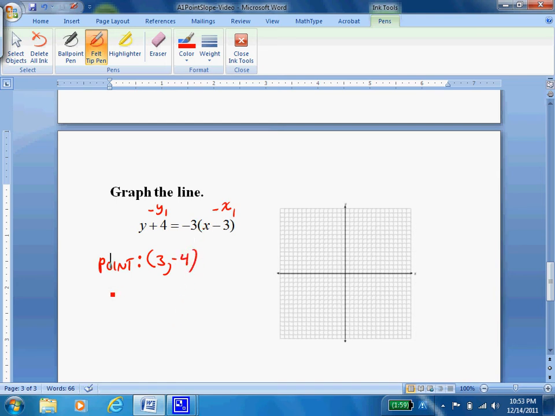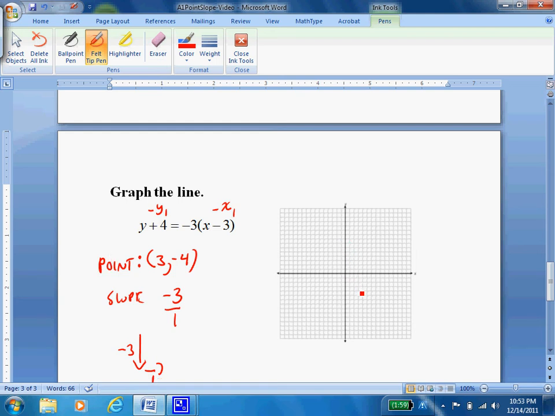The other thing we know is the slope. Our slope is negative 3. And let's make that a fraction so that we can do our rise over run. So my slope's negative 3 over 1. That means every time I'm going to go down 3 for my rise, and I'm going to go 1 over for my run. So let's graph the point 3, negative 4.